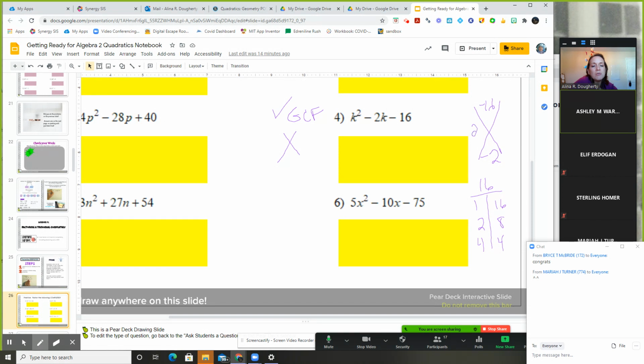So if I put in a 2 and an 8, and I make the 8 negative, because the 2 is negative, 2 plus negative 8 is negative 6. So that one doesn't work. You cannot. None. This one is not factorable. You'll have to use the quadratic equation. And we're not learning that today.